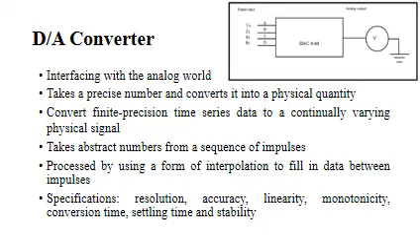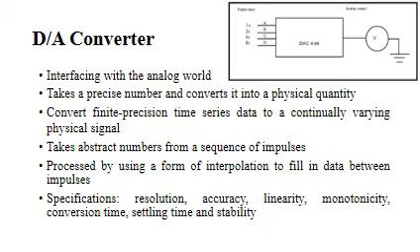Generally, an ideal DA converter takes abstract numbers from a sequence of impulses that are then processed by using a form of interpolation to fill in data between impulses. A conventional DA converter puts the numbers into a piecewise constant function made up of a sequence of rectangular functions that are modeled with the zero order hold. Furthermore, DA converters generate thermal noise and are available with a wide range of specifications specified by the manufacturers.